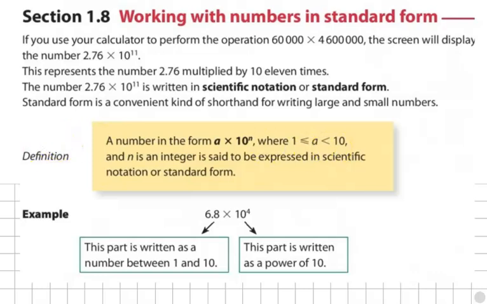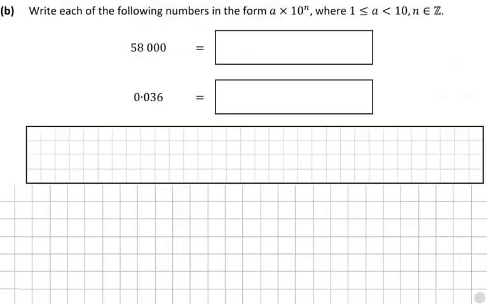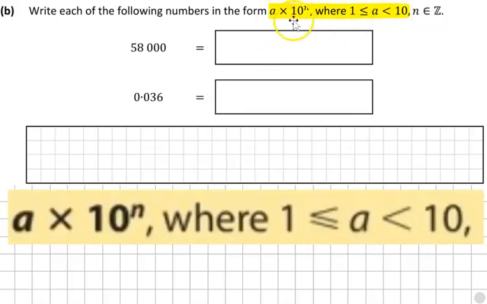So let's have a look at an example of an exam question for Leaving Cert Ordinary Level Maths. Write each of the following numbers in the form a times 10 to the power of n, where a is greater than or equal to 1 but less than 10, and n is an element of the integer set. So n is a positive or negative whole number. We have to write 58,000 and 0.036 in standard form.